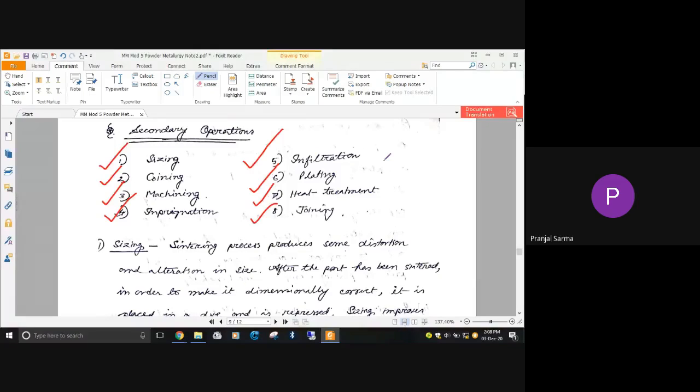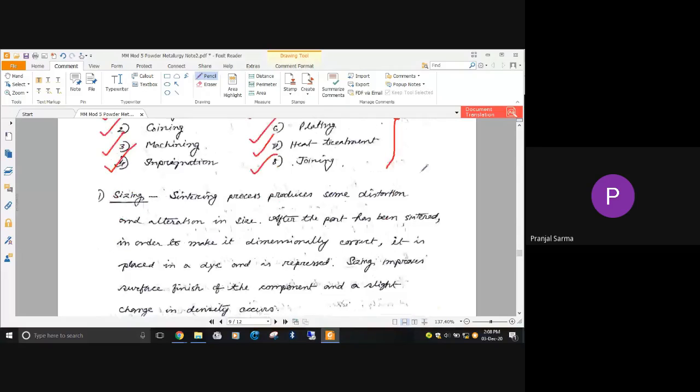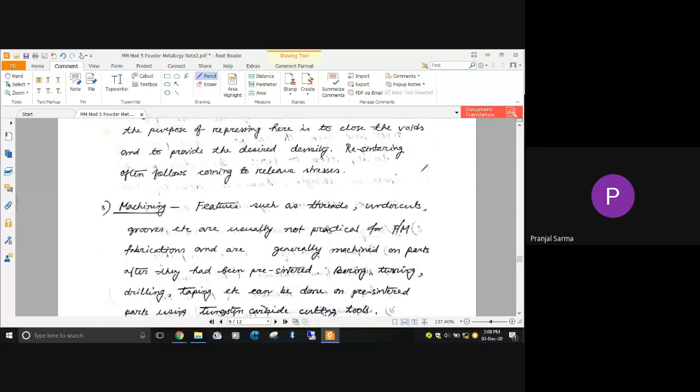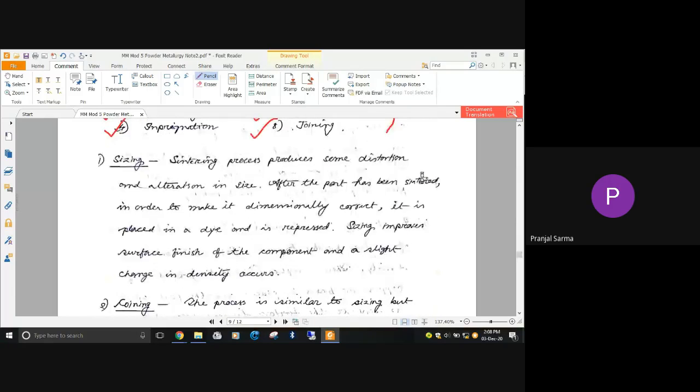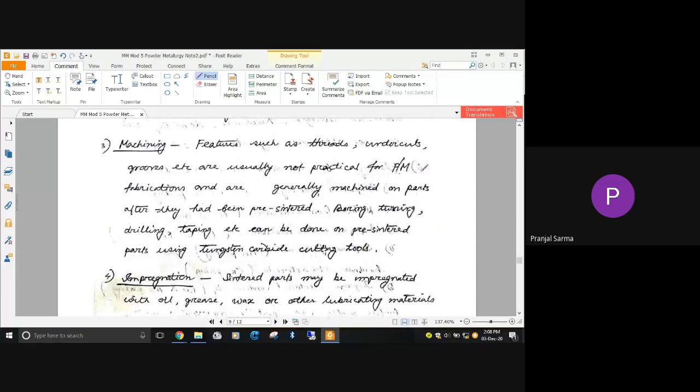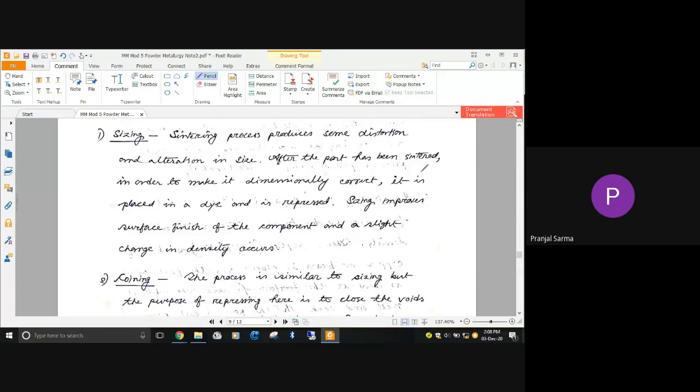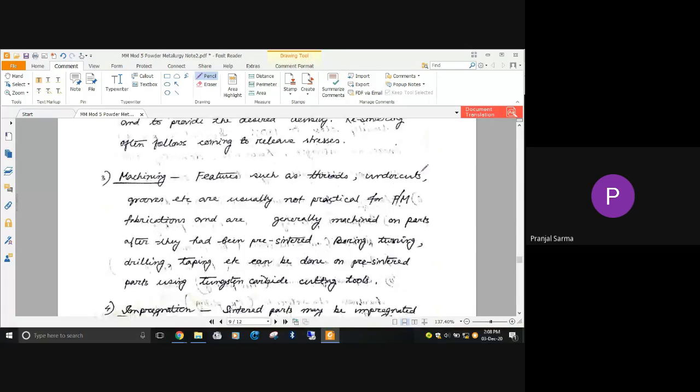Now we'll go through these different topics one by one. By this time we have already studied sizing, coining, and machining. If you recall, we have already studied in detail about sizing, coining, and machining, which are some of the secondary operations involved in powder metallurgy. So let me know whether I should once again go through sizing, coining, and machining, or you recall that we have already studied this. Just let me know, someone.